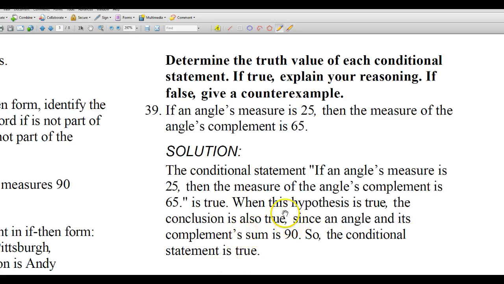So what does this all mean? It's just saying if an angle's measure is 25, there's only one number that will have a sum of 90 with 25. So it says then the measure of the angle's complement is 65. That's the only number that with 25 adds up to 90. So there's no counterexample to this. I couldn't say the complement could be 75, because 25 and 75 would not add up to 90.